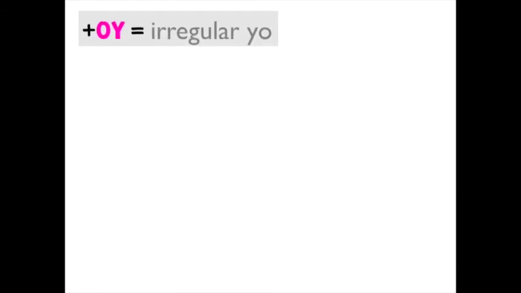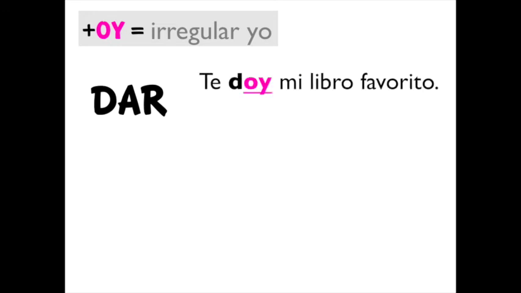Some verbs, instead of ending in o in the first person singular, end in oy. The first one is dar, to give. This behaves like an AR verb in all cases except the yo form. In the yo form, it becomes doy. Te doy mi libro favorito. I'm giving you my favorite book.